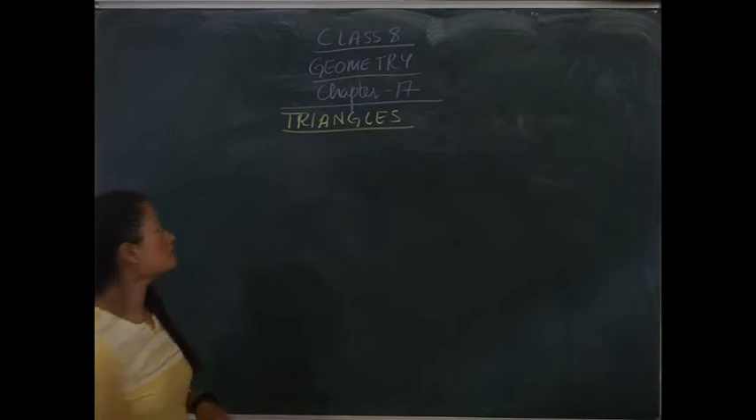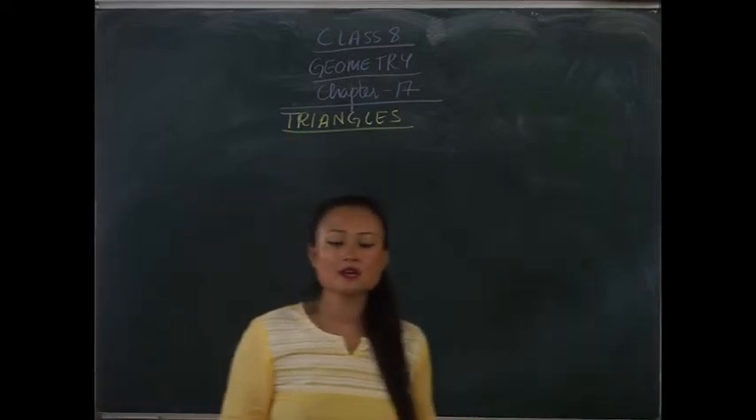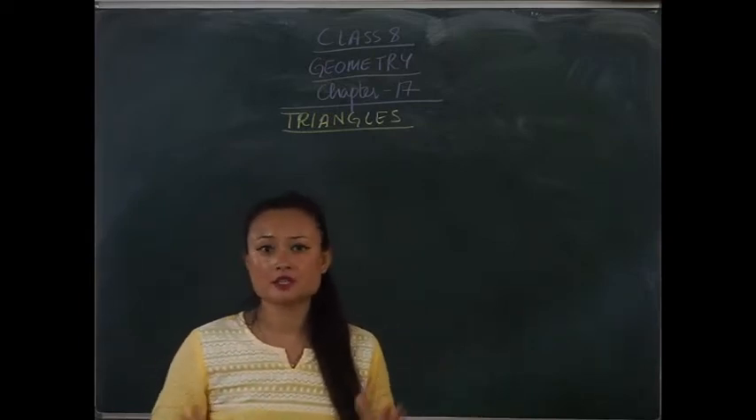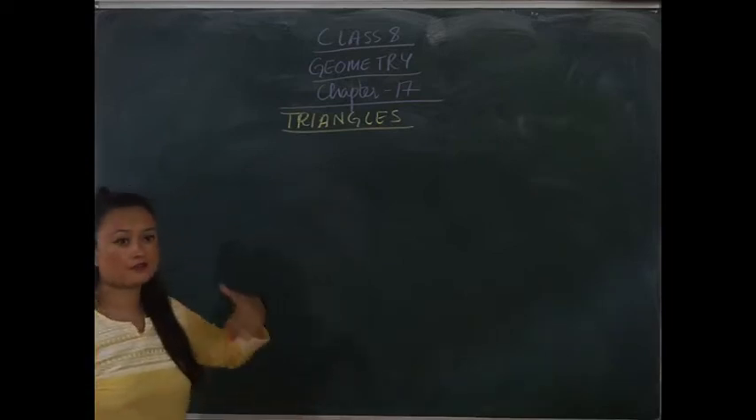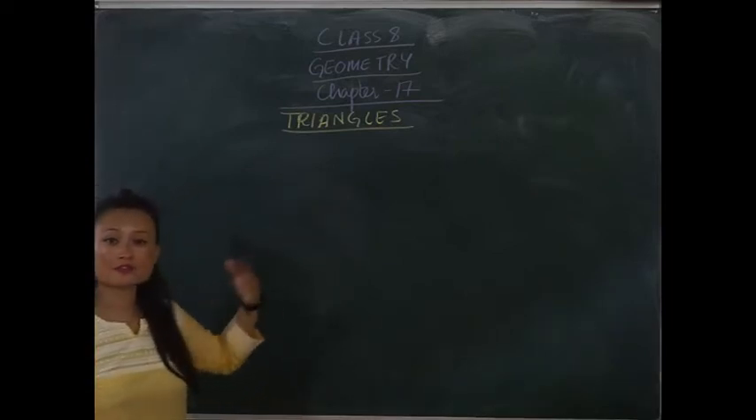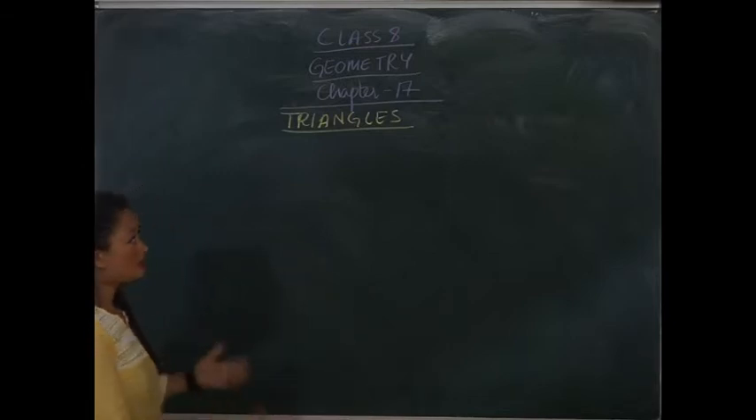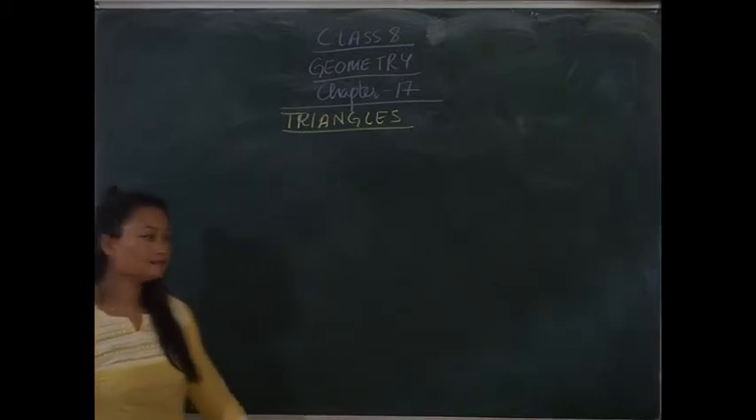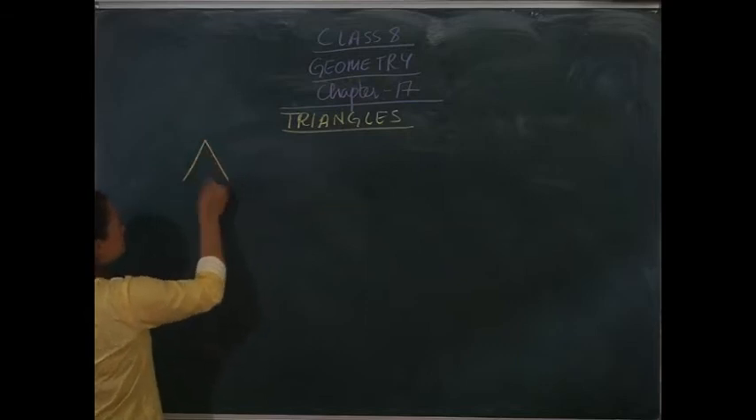Okay, so you know the word geometry means, right? Geo means earth, metry means measurement. So basically geometry deals with the measurement. So we'll be talking about different shapes and how to measure different shapes. So first we'll be starting with triangles, and you all very well know what is a triangle.